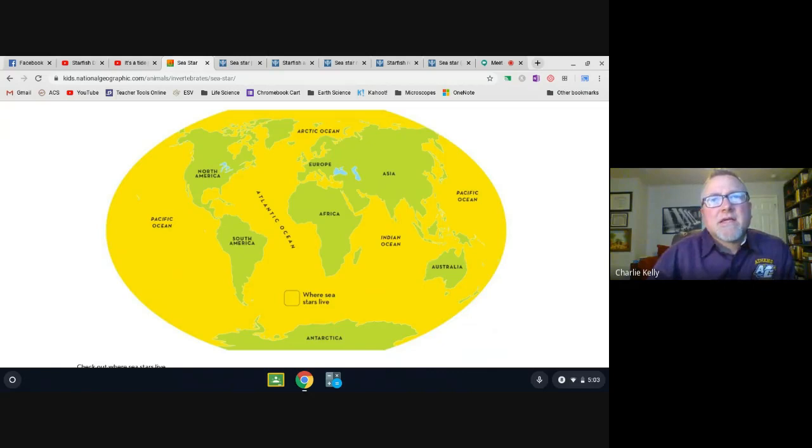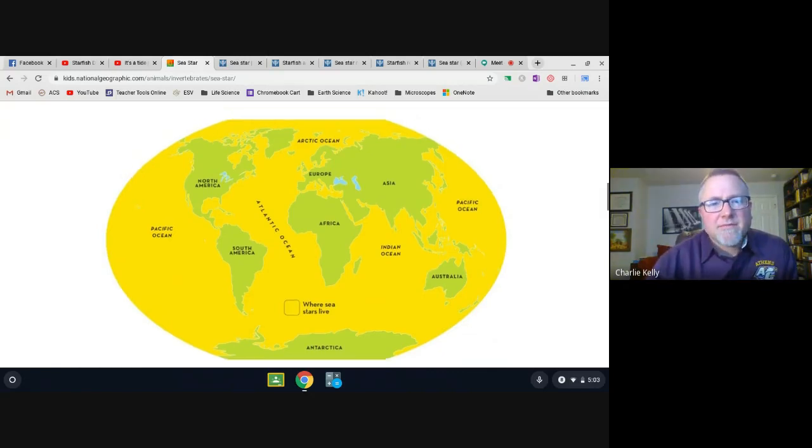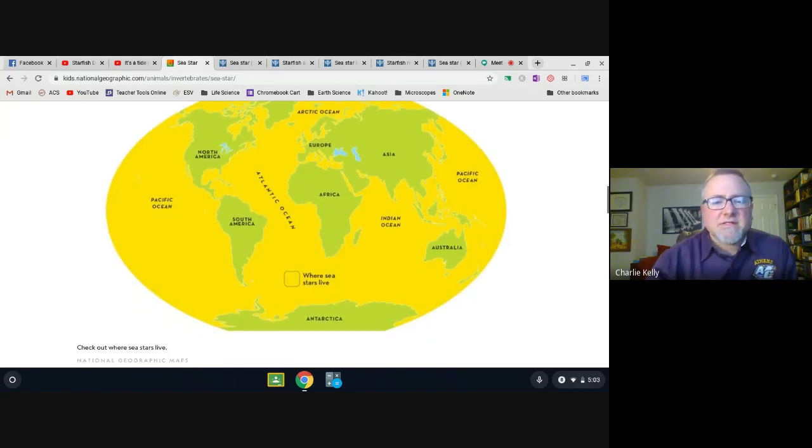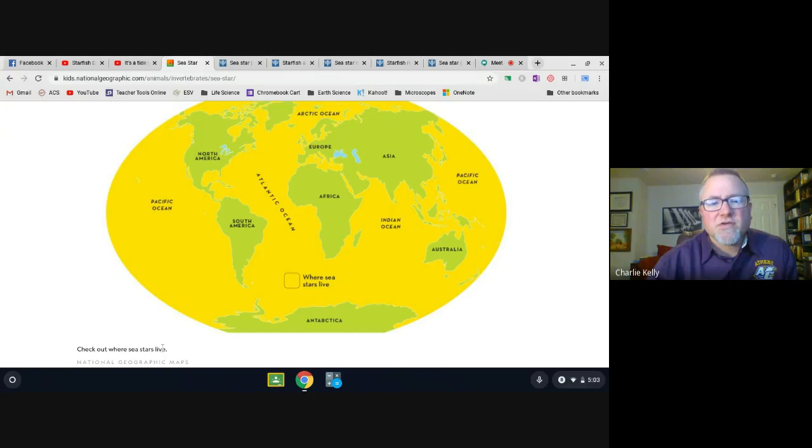Right. And also cling to steep surfaces. I'll take a look at this map that you see on your screen. All right, notice what this says at the bottom. It says, check out where sea stars live.